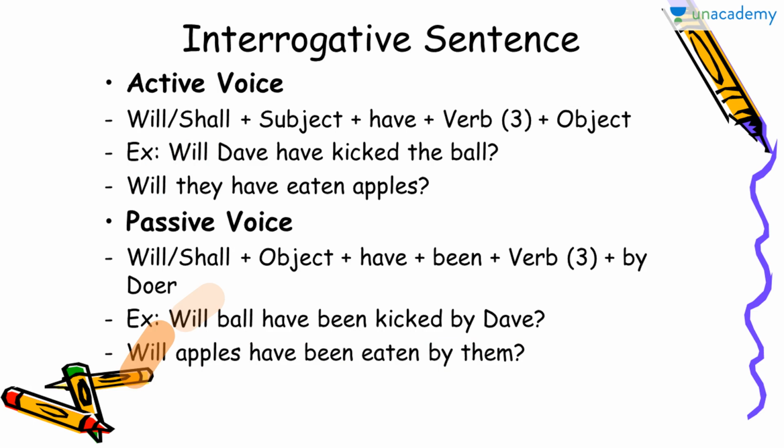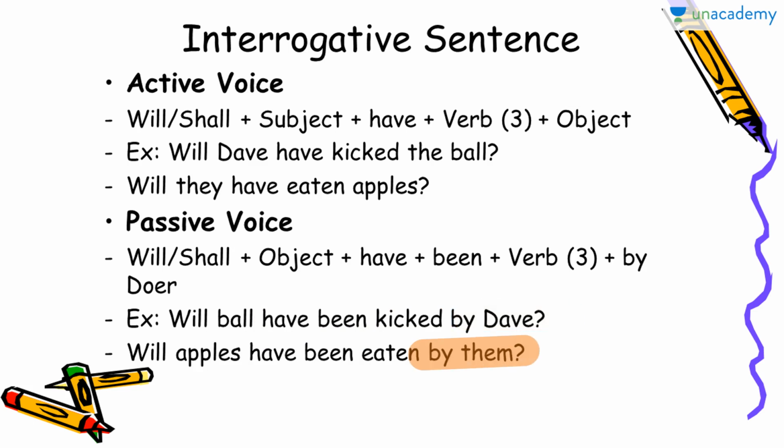In active, we are first writing the name of the doer. In passive, we are writing the name of the thing on which work is done. Then have been kicked, have plus been plus verb third form remains the same. Have been eaten, again the format remains the same, and by whom the work is done is mentioned at the last.